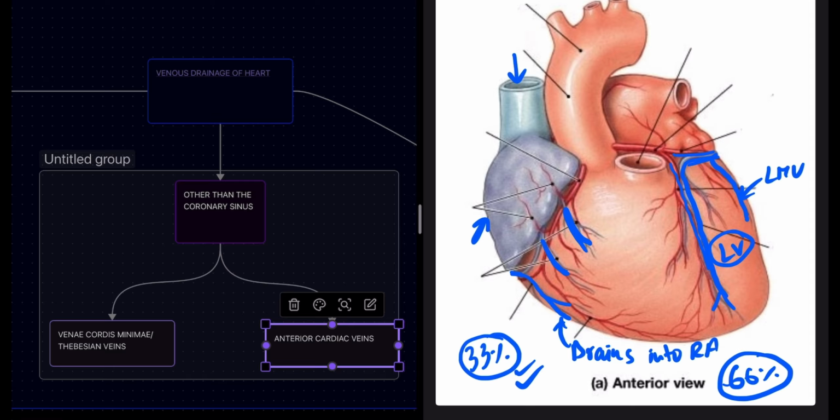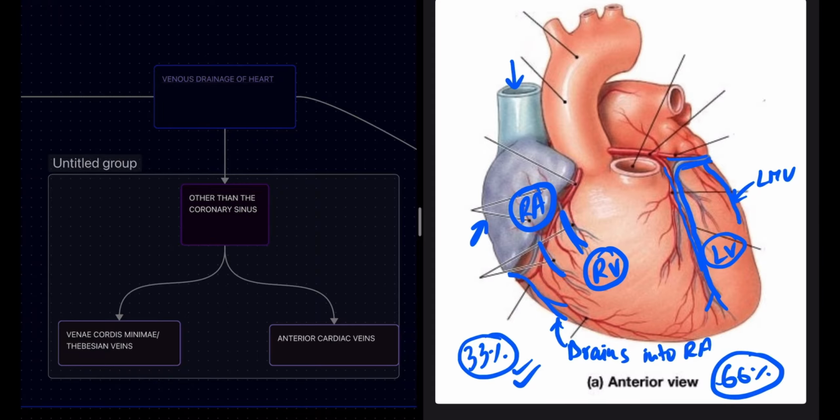These run parallel to each other, and they run across the right ventricle over here. This is the right ventricle. They run across the right ventricle and ultimately drain into the right atrium. So they are basically bypassing the coronary sinus. And other than that, as we mentioned, there is also the presence of venae cordis minimi, or the Thebesian veins.